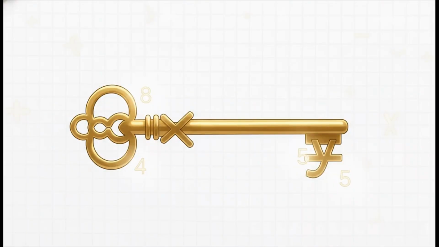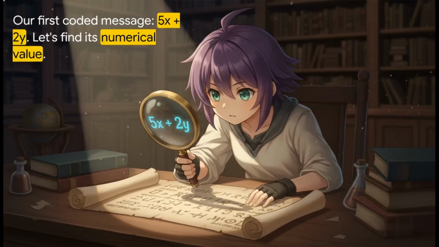Every good code breaker needs a key. And for our first mission, this is it. A stands for the number 8, X is 4, and Y is 5. Pretty simple, right? So let's put it to use. All right, here we go. Our first coded message: 5x plus 2y. Now, it might look a little cryptic, but remember, we have the key. Our mission is to translate this string of symbols into one single understandable number.